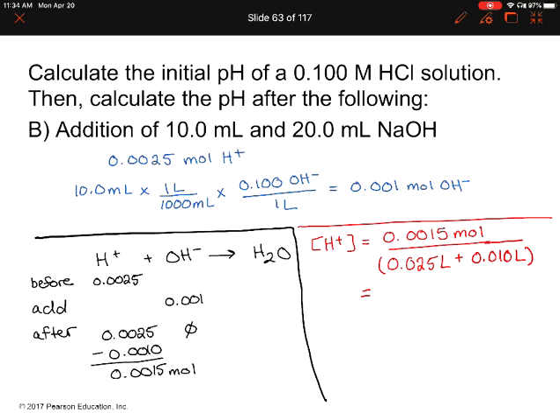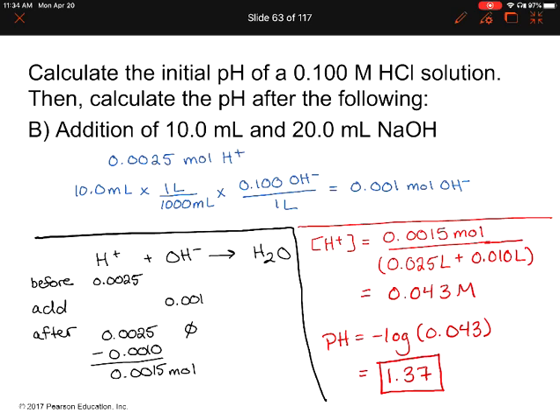Okay, so once we calculate the concentration of hydrogen ions, we should get a value of 0.043. So now the pH is the negative log of 0.043, and you should get a value of 1.37. Okay, so the pH has increased a little bit, but it's still pretty low.